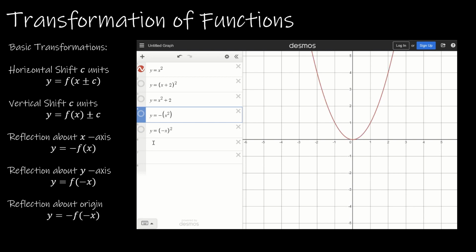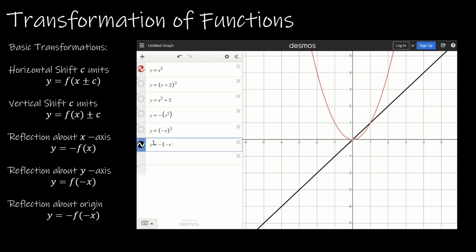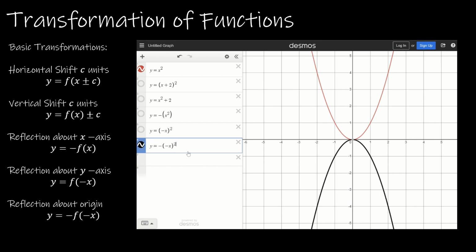The last one is a reflection about the origin, and that one must have gotten deleted on my last attempt when I messed up. This would be a negative function and replacing x with negative x and squared. And as we can see, that's actually the same as the reflection over the x-axis. And again, the reason that it worked out that way is because the reflection over the y looked the same as the original function. So real quick, let's just practice one more.